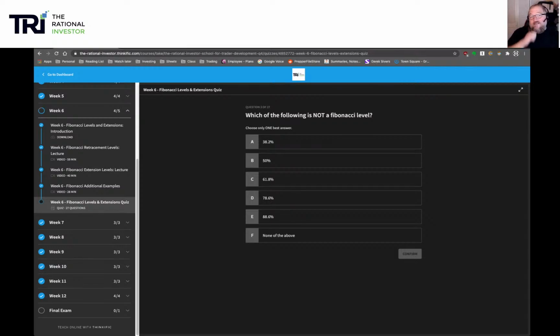Which of the following is not a Fibonacci level? So, 38.2, 61.8, 78.6, and 88.6 are all Fibonacci levels. The 50% level is not a Fibonacci level. We actually get that 50% level out of GAN studies, which we'll learn in level 2.